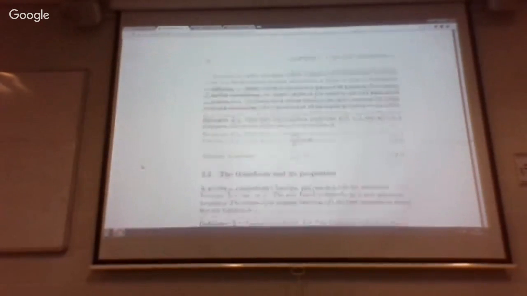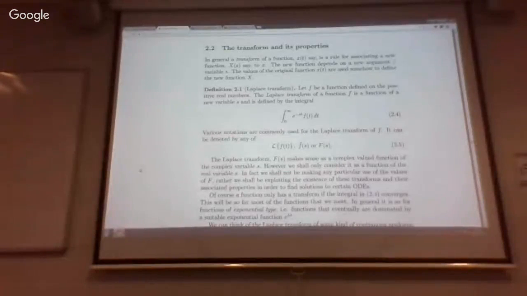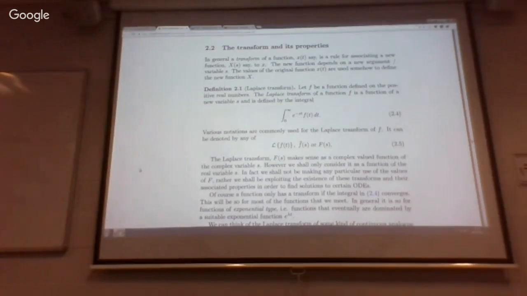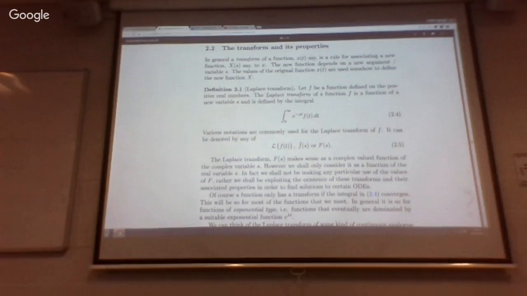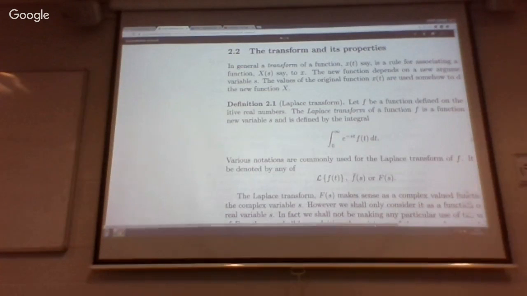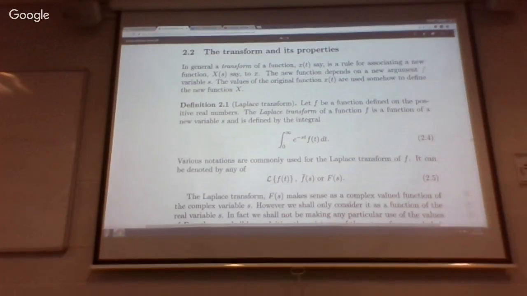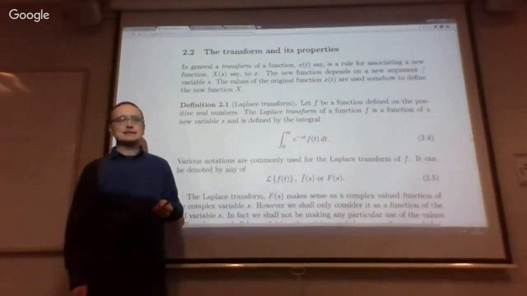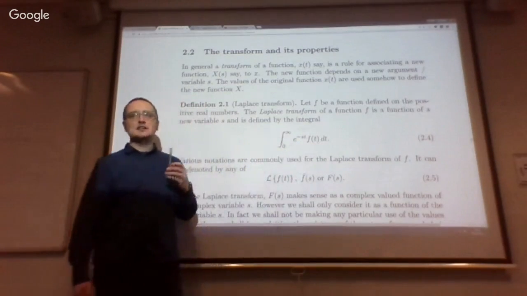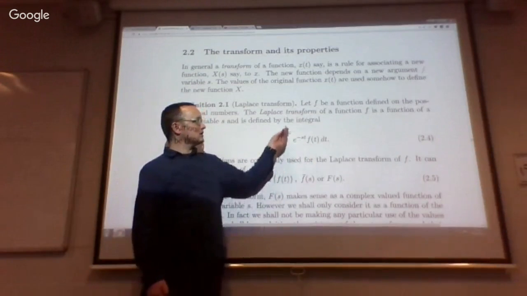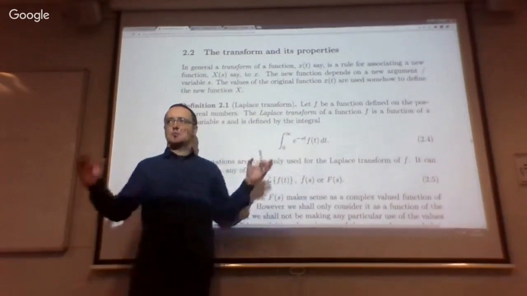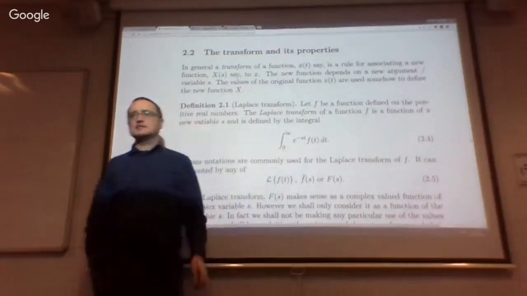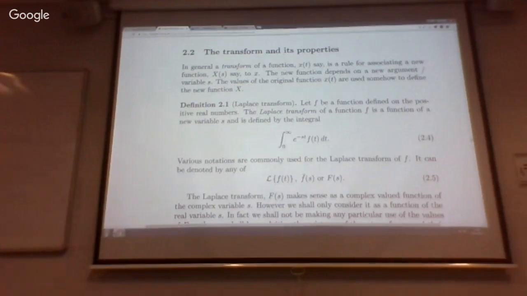So what exactly is the Laplace transform? We met this last time. The Laplace transform of a function f of t is this integral here. You're integrating from 0 to infinity the exponential e to the minus st multiplied by f of t, dt. It's an integral, but more generally this is a function of the new variable s. It's not a function of the variable t, because we're summing up all the values of f of t and bundling them all together. So this expression depends on the value of s. This is actually a function of s.